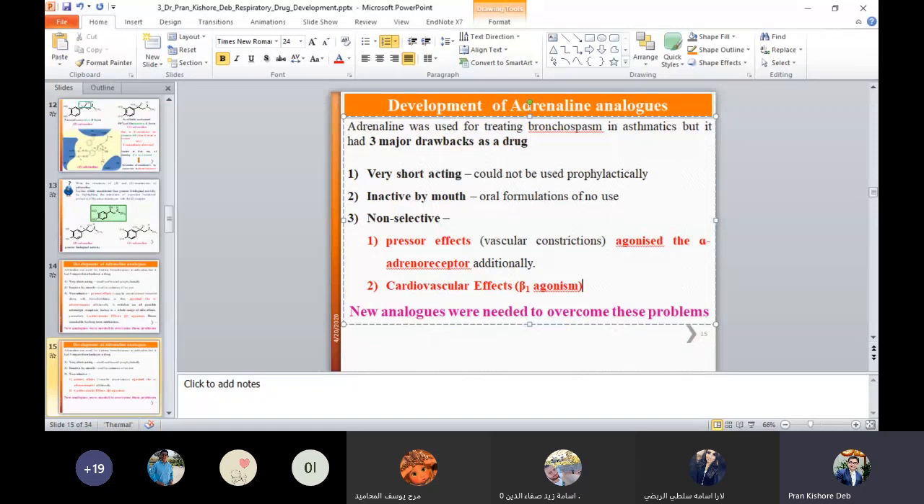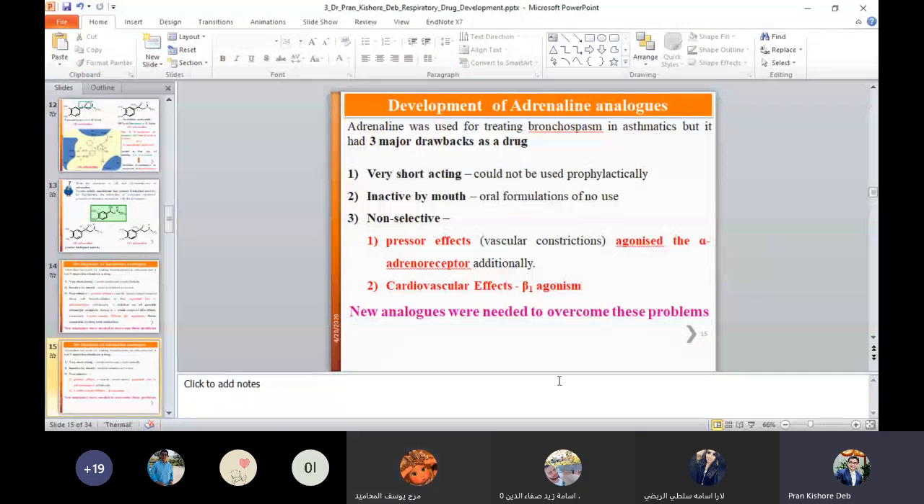So how many problems do you see? Short acting, inactive by mouth, and due to non-selectivity, it shows pressor effect. Why pressor effect? Because it agonizes the alpha adrenoreceptor. Cardiovascular effect because it agonizes beta 1. Right. So with this understanding, we will proceed with the chapter.